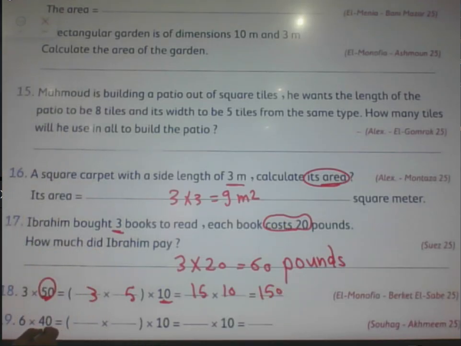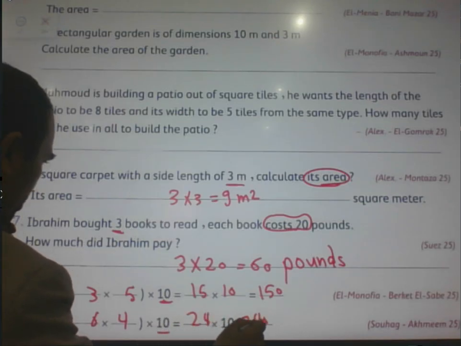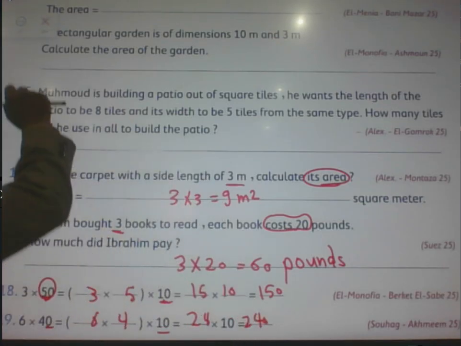6 times 40, we know 40 equals 10 times 4, times 6. 6 times 4 is 24. 24 times 10 will be 240.